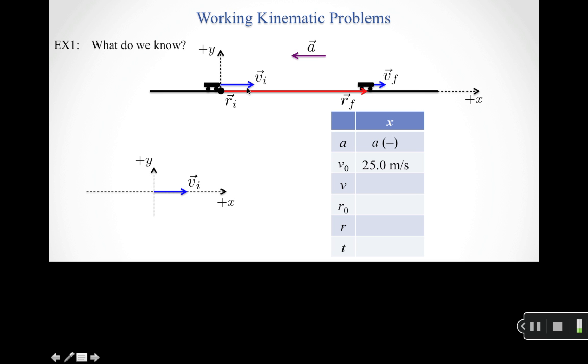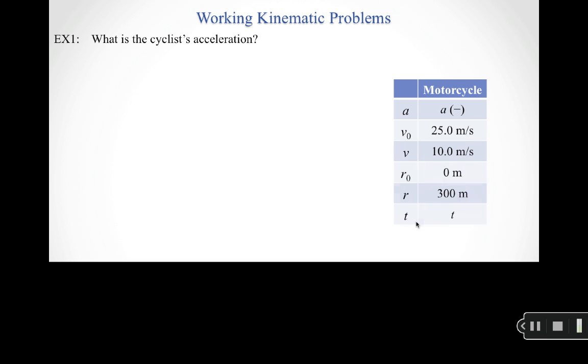I know initially the motorcycle was moving at 25 meters per second. Its final speed was 10 meters per second. It started at my choice for the origin, so the initial position vector is 0. It moved 300 meters in the positive x direction, so its final position is 300 meters. And then I don't know how long it took. So notice here are my two unknowns.